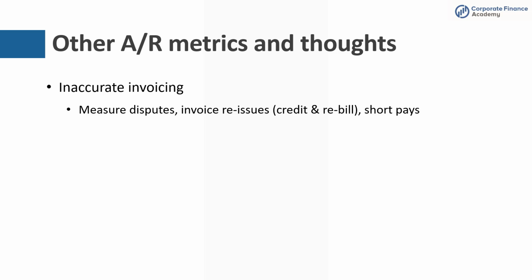You potentially want to look at how many invoices you reissue. So when you're reissuing an invoice, that means that you've had to correct something most likely. Some people call them credit and rebills. And then you also want to look at short pays. So some customers will not necessarily dispute it, but they'll just say, hey, I ordered 9 of these. You invoiced me for 10. I'm only paying for 9, and they won't pay their full bill.